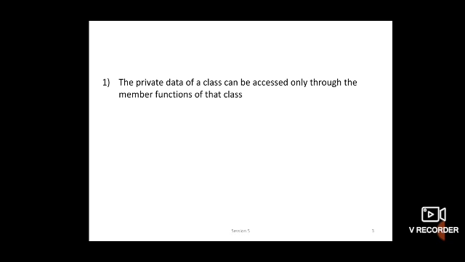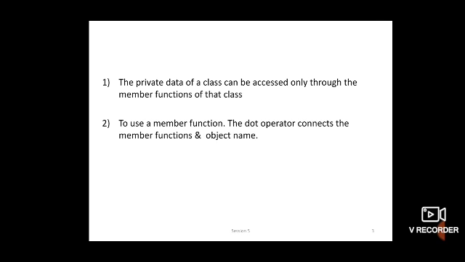Now see, the private data of a class can be accessed only through the member functions of that class. I have already explained private and public. Private and public are access specifiers, also called visibility mode. Private means whatever data or member functions are declared under the private access specifier can be accessed only through the functions. To use a member function, the dot operator connects the member function and the object name.